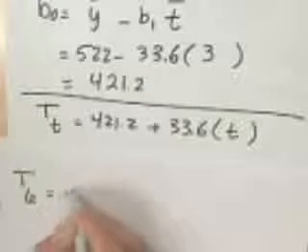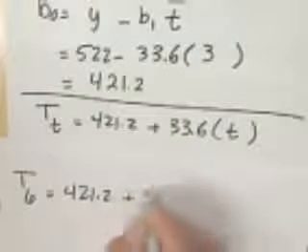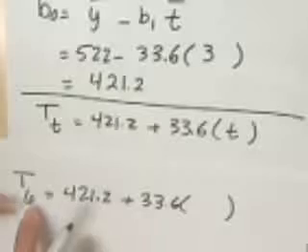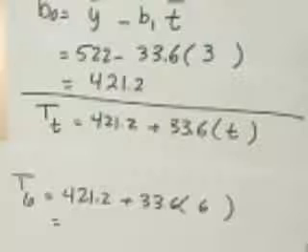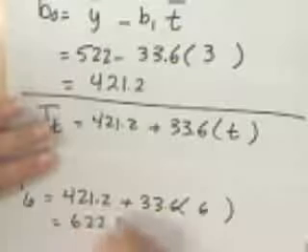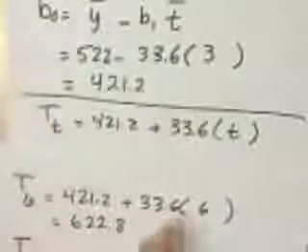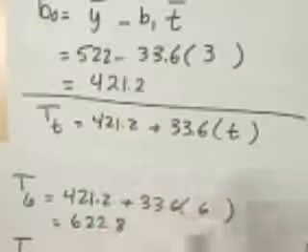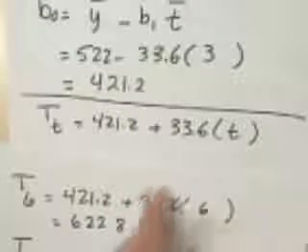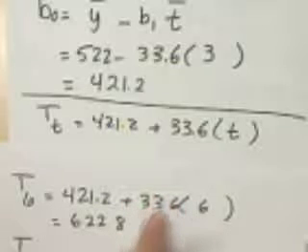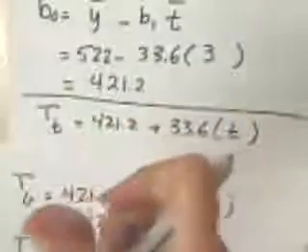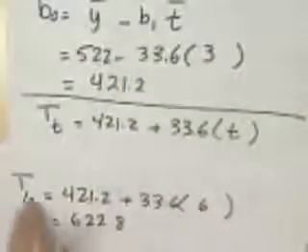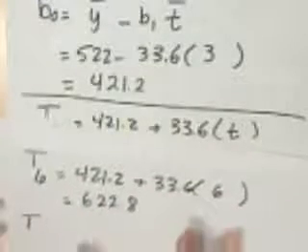And if I want to use that trend equation to compute the trend forecast for time period 6, then I would do 421.2 plus 33.6 times 6. And that number would be 622.8. Then, you can see that for every time that we go into the future, we're estimating about 33.6 increase in sales, if these are sales.